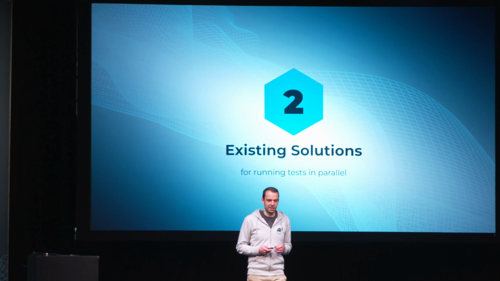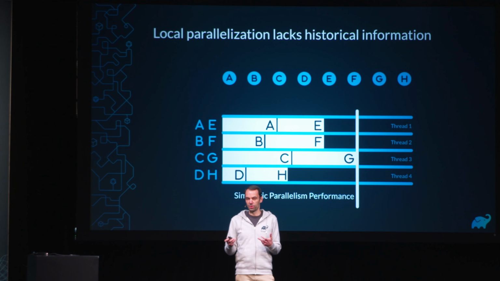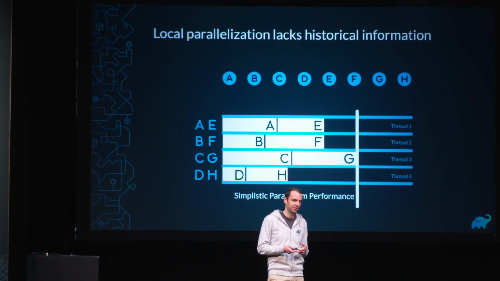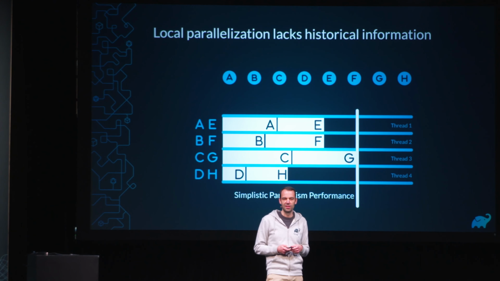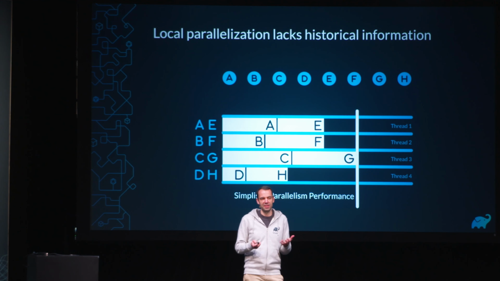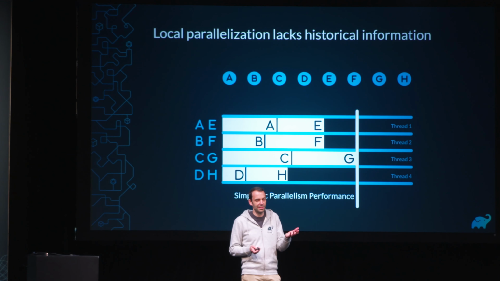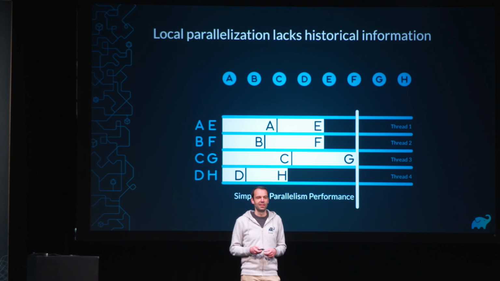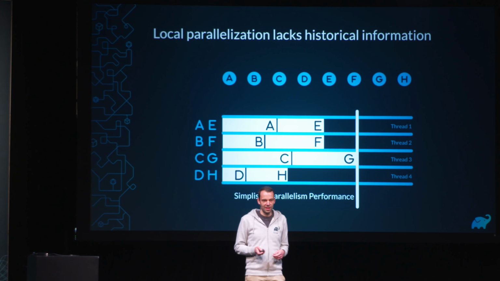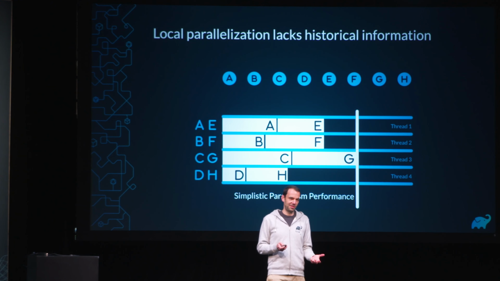One obvious solution is to just run them in parallel locally, right? You can use your build tool to fork multiple JVMs, or you could use a testing framework feature, such as JUnit Jupiter's or Spock's, to spawn multiple threads and run tests in threads. And that works to some extent. One problem is that it lacks historical information. So it doesn't know the usual execution times of these tests that I'm distributing across these different threads or forks. So it often is suboptimal in terms of runtime, right?